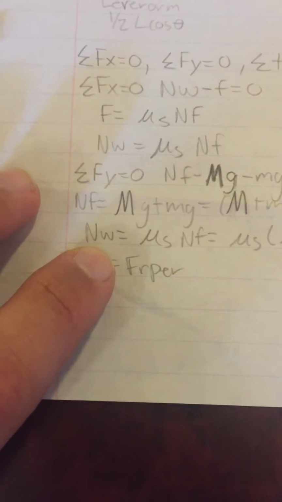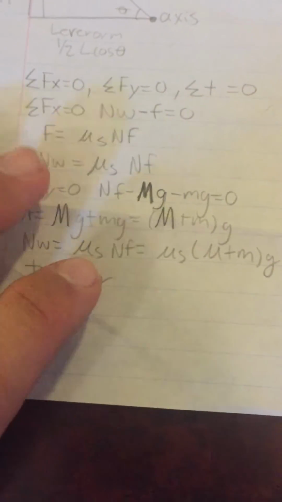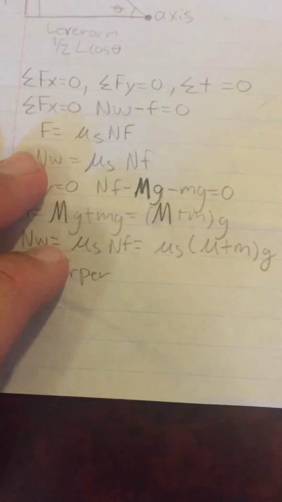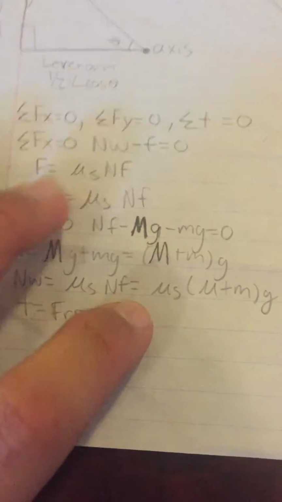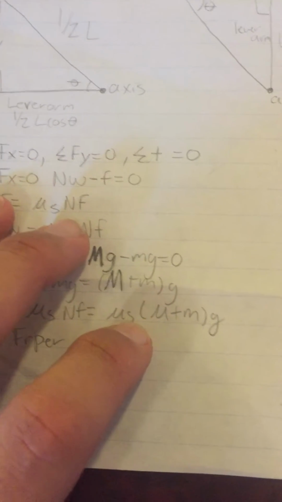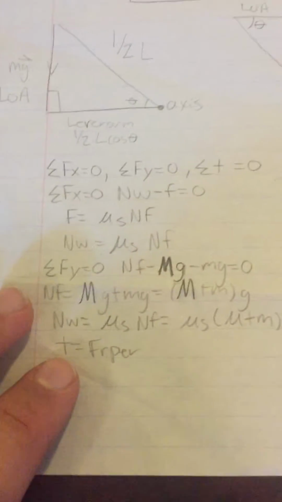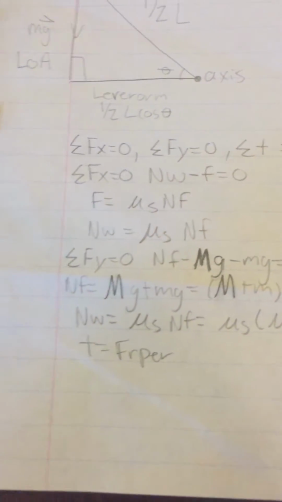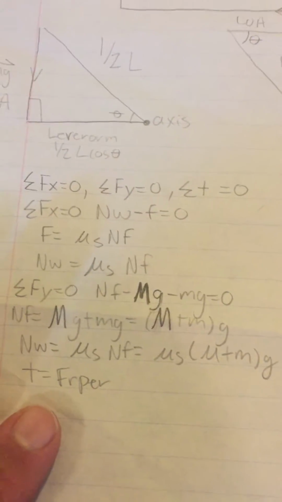Now I can find N sub W because of this. So I set the equation: the normal force N sub W is equal to mu sub S times N sub F, which is equal to mu sub S times capital M plus lowercase m times g. I have all the expressions and I just need to plug my values in, but I don't know the distance, which is the entire goal of this problem.